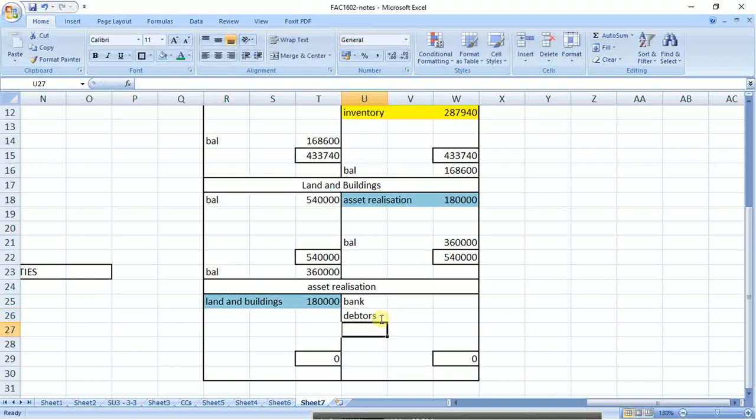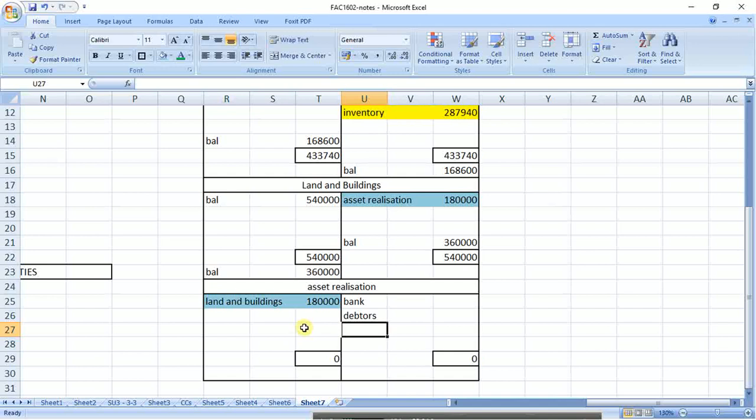But I need to check that I make a profit on the sale or not. So where do I see a profit on the sale? Was there a profit on the sale of non-current assets? Profit on sale, yes. So you always have to check the accruals. 15,000, fine. So 15,000 would have had what balance, debit or credit? Debit. It's a profit on sale. Land and buildings, take it back to basics. Profit on sale of land and buildings.